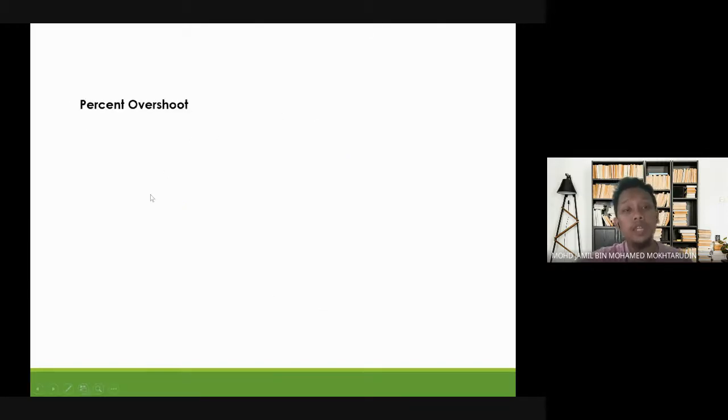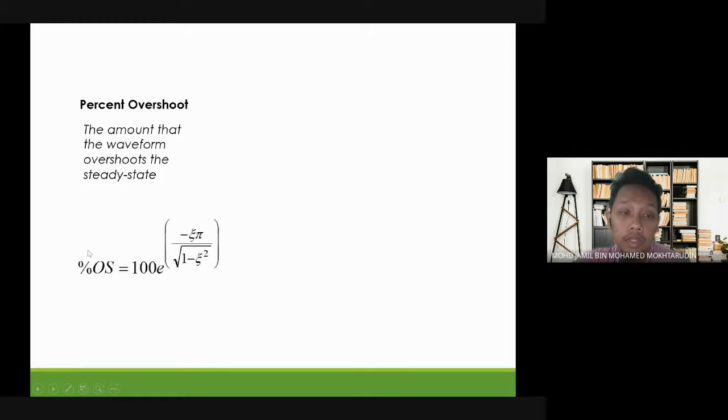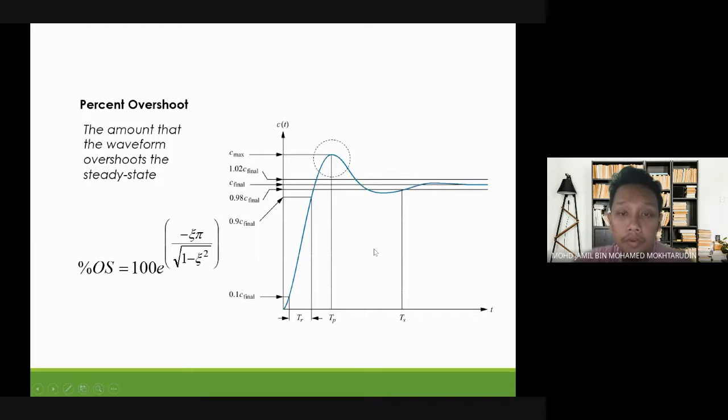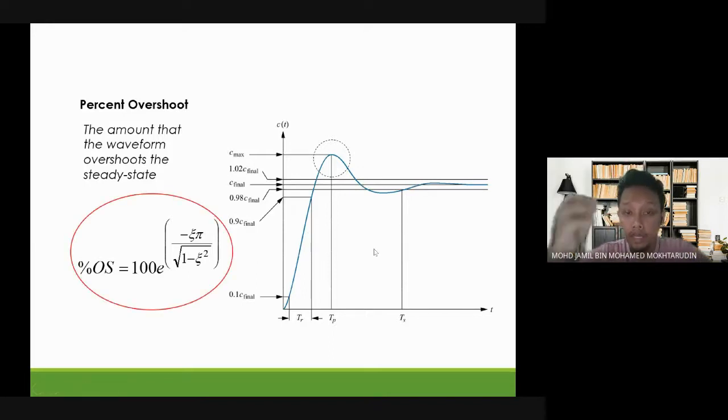Okay, next one is percent overshoot. So percent overshoot is the amount that the waveform overshoots from the steady state value, or we can look at it from the graph. So the formula is percent OS equals 100 times exponential of negative damping ratio pi divided by square root of 1 minus damping ratio squared. So from the graph, it is the percent value difference, okay?